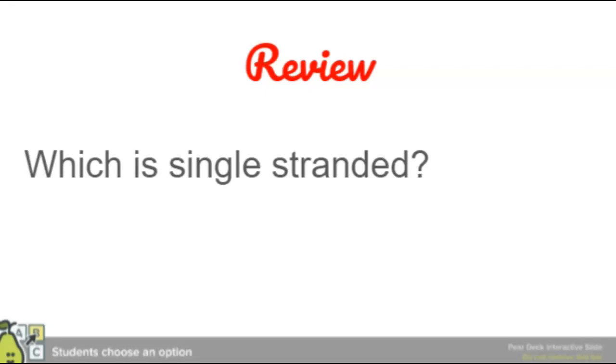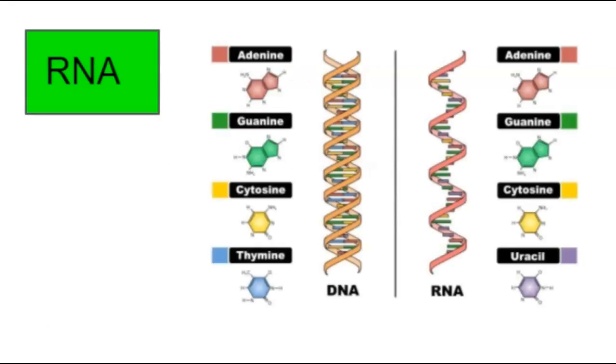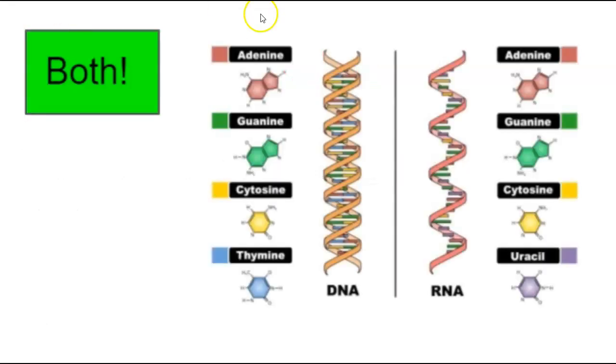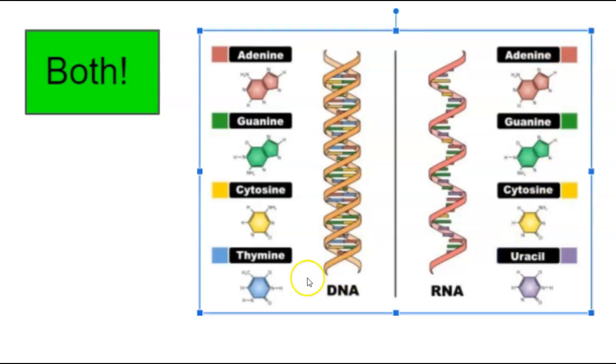Today we're going to be talking about the second step in protein synthesis, which is translation. But before we do that, we are going to review. So tell me, which is single-stranded, DNA, RNA, or both? It is RNA. Remember, RNA is just one single strand, DNA is two strands. Which uses adenine, which is the letter A, as a base, DNA, RNA, or both? It is both. Remember, DNA has A, C, G, and T. RNA has A, C, G, and U. Both of them have the letter A.